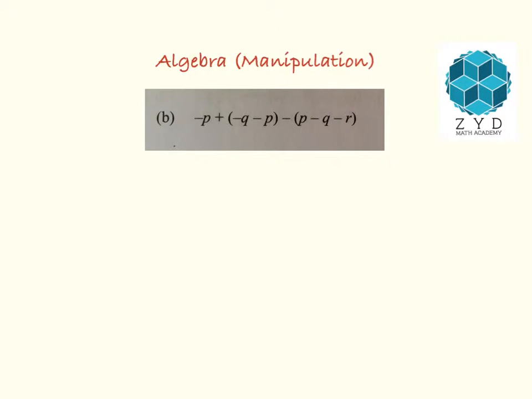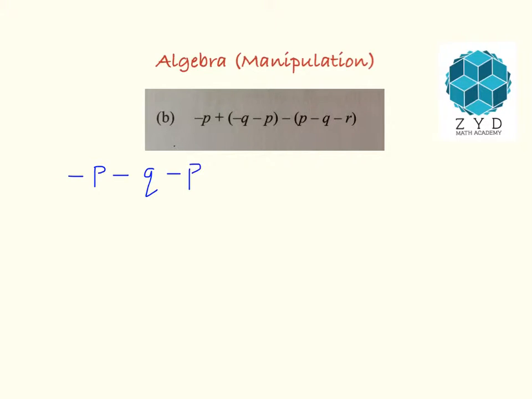Okay, I have another example involving brackets. So let's try to apply what we have done in the previous question. Let's open up all these brackets and see what we will get. Since minus p has no bracket, it remains as minus p, and then a positive meets a negative becomes a negative. So it's a negative q, and a positive and a negative gets a negative again, so it's a negative p.